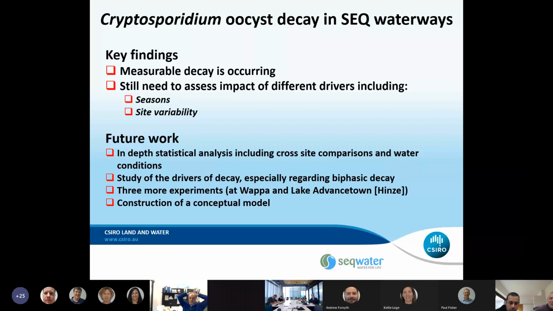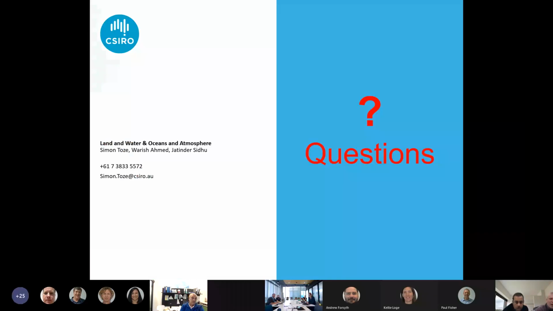events, and that conceptual model can then be married to any hydrodynamic models, 3D models, or whatever else SEQ Water is doing, to help SEQ Water make better decision-making processes, particularly based around Cryptosporidium, which is such a problematic pathogen in the environment. And I've gone for long enough, so we'll finish up there and see if there's any questions.